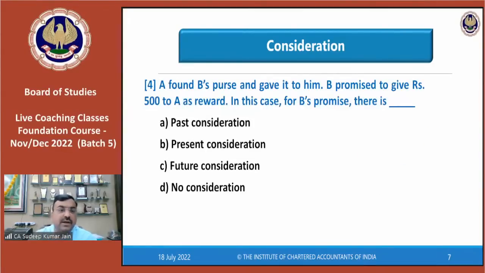Next, A found B's purse and gave it to him. B promised to give rupees 500 to A as a reward. In this case, B's promise is past consideration, present, future, no consideration. Please read carefully. I am just asking about B's promise. What is the consideration for B? What is B getting?